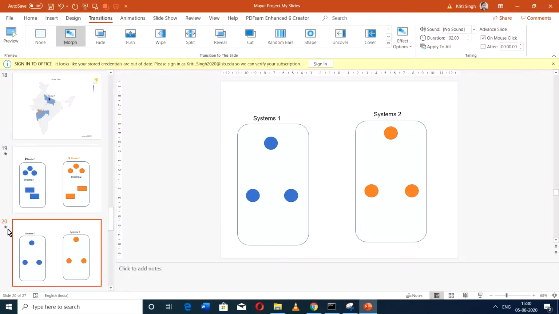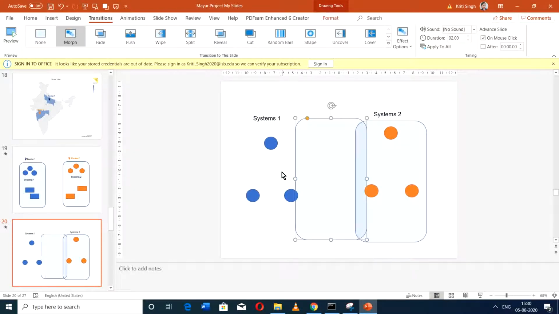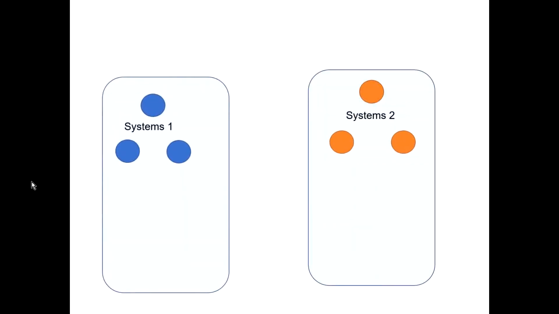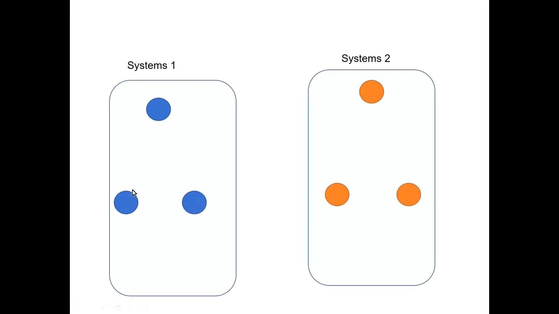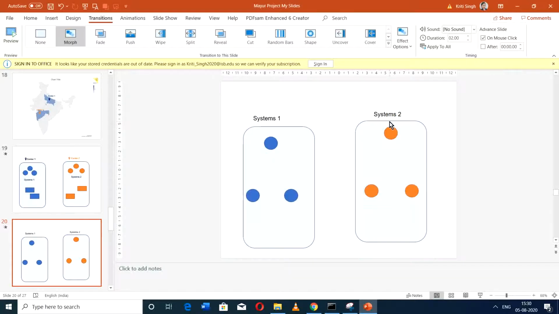It applies the Morph transition. You can see a small star over here, which indicates that you have applied certain animation or transition to this slide. And if you click on this particular star, it will show you what kind of transition or animation you've got, right? I go to Shift F5, click on Next. You will be able to see that these three systems move to their new locations.